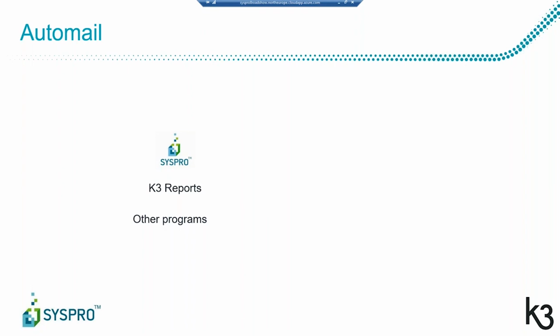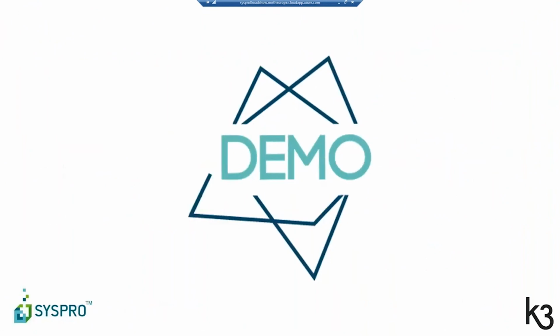You may have a CRM system. You may have a CAD system that's generating engineering drawings that you want to send out. As long as it's generating that PDF, you can have some logic built into it that AutoMail will take care of and distribute for you. So that fundamentally is the power of AutoMail. So let's take a look at AutoMail.